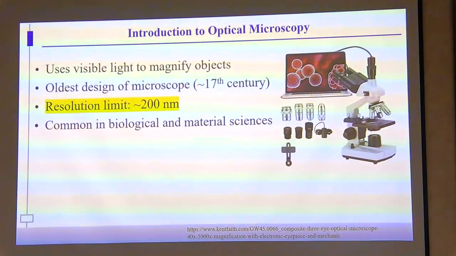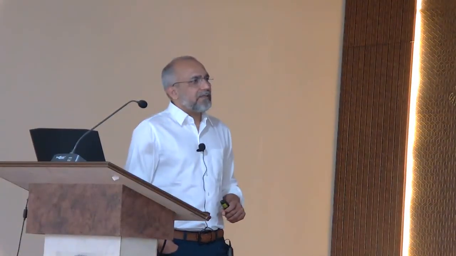So first, optical microscopy. In optical microscopy we use visible light. The first design was developed in the early 17th century. The resolution limit is 200 nanometers and it's very common for daily applications. You can even have an optical microscope in your lab if you are studying in high school or intermediate. So that's a very basic one.